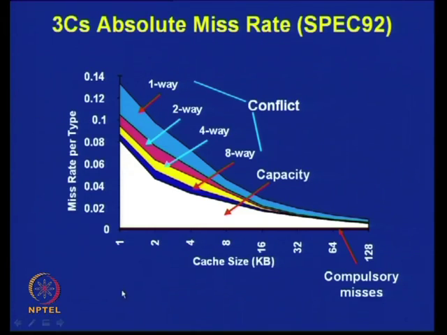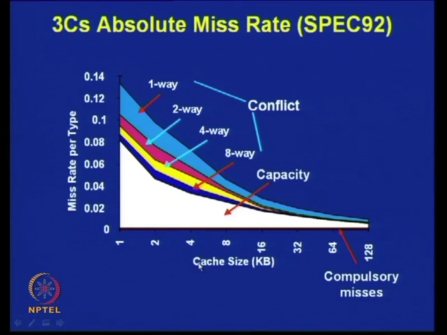Now, let us consider the three C's. Let us see what the miss rate is for the different types of misses. As you can see, the bottom red line, that very small portion, is compulsory misses. The rate of misses because of compulsory misses is much less compared to capacity and conflict misses. That means compulsory misses are insignificantly small compared to capacity and conflict misses, and this white portion corresponds to the capacity misses, particularly even when you have a fully associative cache. These are the miss rates.